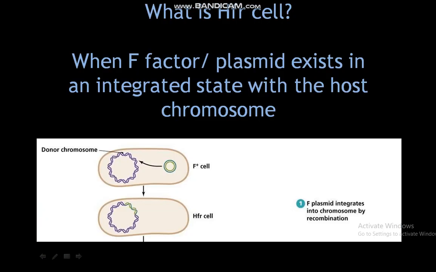Now, what is an Hfr cell? When the F factor plasmid exists in an integrated state with the host chromosome, it is called an Hfr cell. The F plasmid integrates into the chromosome by recombination.